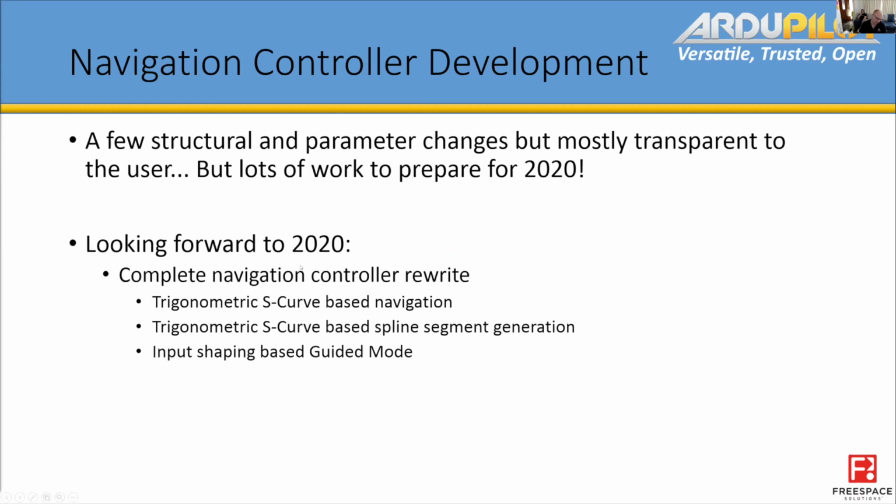Moving forwards, we're going to replace that whole system with a trigonometric S-curve based system. A few of you would have seen some YouTube videos I put out a while ago, all victorious: yes, I've got it working. And I went, okay, I can put this in. But we've got to do splines. How do we do splines? Since then, I've been trying to work out how to do trigonometric S-curve based spline segments.